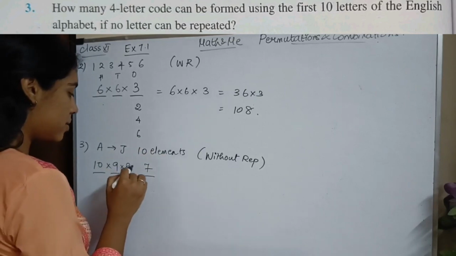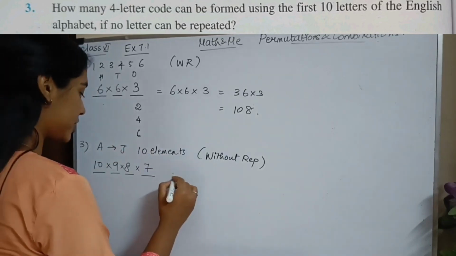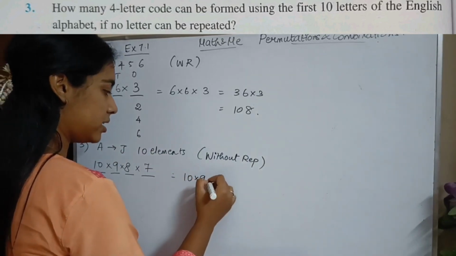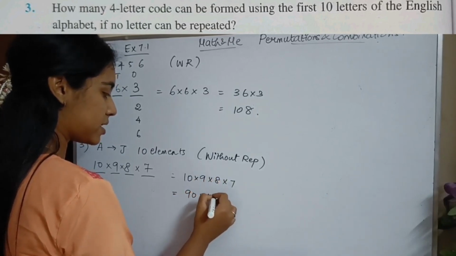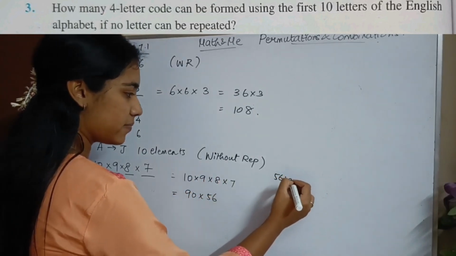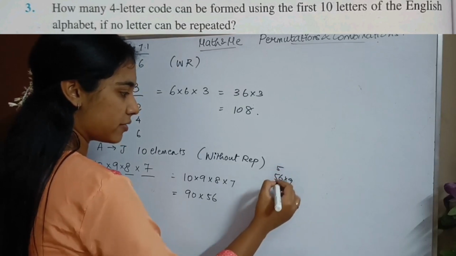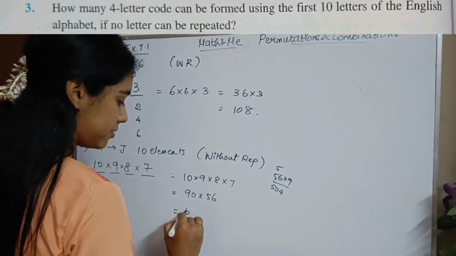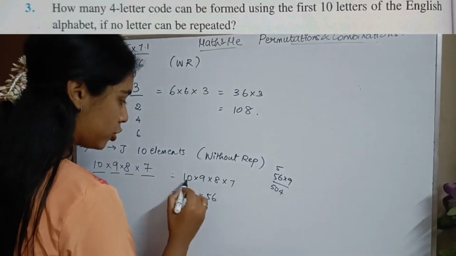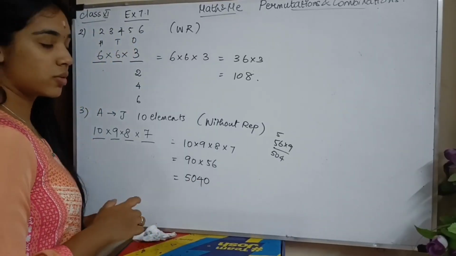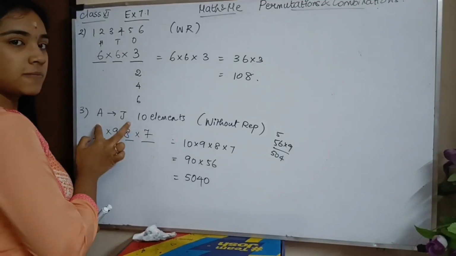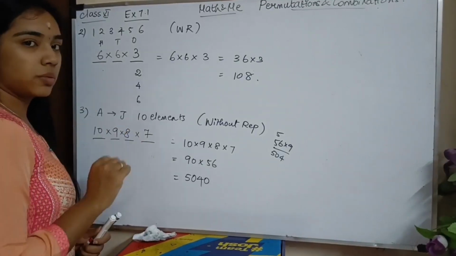So this will be a product. It will be 10 into 9 into 8 into 7, which will be 90 times 56, which will be 9 6s are 54, 9 5s are 45, 50. I'll have 504. Don't miss the 0. 5040 options. So there are 5040 options to use the 10 letters and form a 4-letter word.